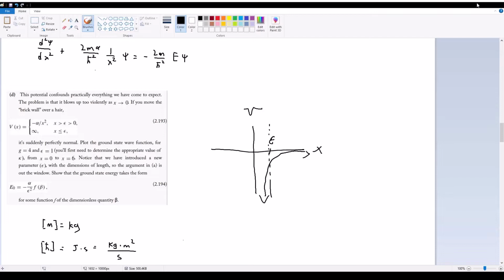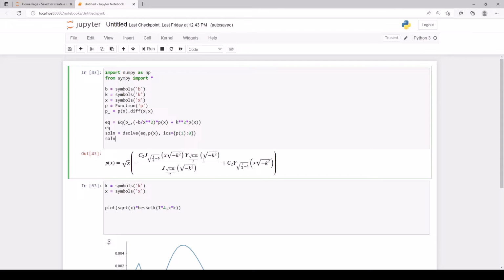Okay, so the final part is to graph the resulting ground state function. And I'm going to say right now that I don't believe this is something that can be achieved within a reasonable span of time using just Python. Once again, we're running into the limitations of SymPy, which is that it doesn't work particularly well with these higher end equations like Bessel functions. So what I'm going to do is show the result of me trying to plug this equation in.